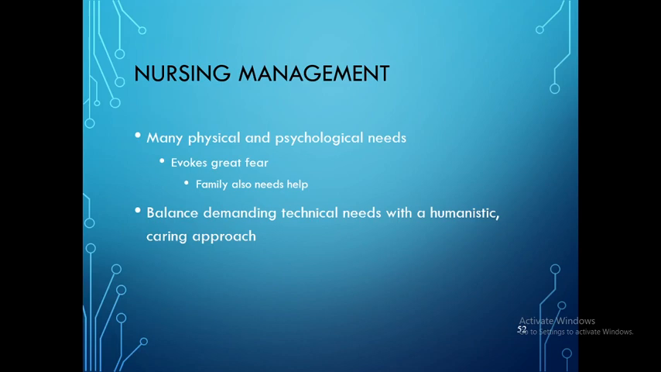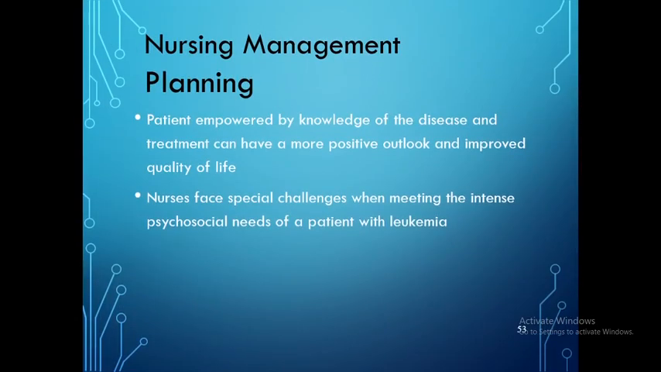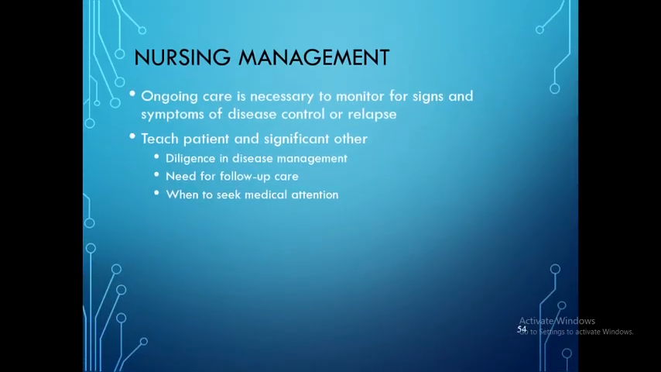When a patient learns that he has leukemia, that evokes great fear. The patient's family also may need help. Balancing demanding technical needs with a humanistic and caring approach is very much important as a nurse. Management planning includes knowledge of the disease and treatment, so the patient can have a more positive outlook and improved quality of life. We have to empower the patient, and nurses face special challenges when meeting the intense psychological or psychosocial needs of a patient with leukemia. As nurses, we should be able to manage these points.